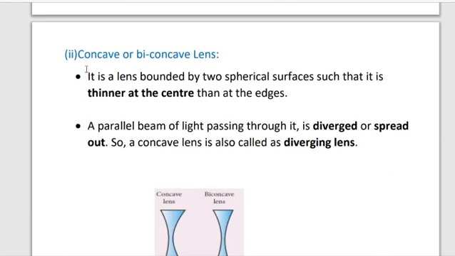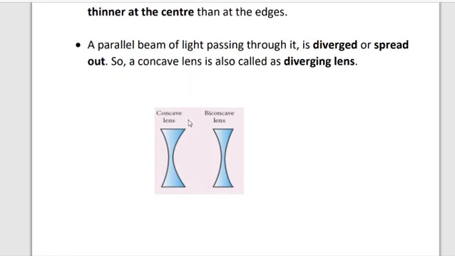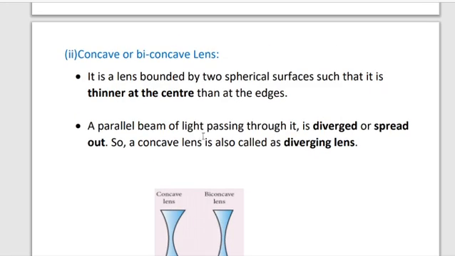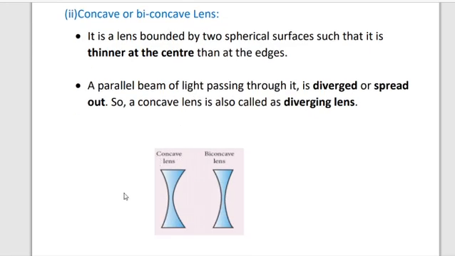Next one, concave or biconcave lens. It is a lens bounded, that means combined, by two spherical surfaces such that it is thinner at the center. See the diagram? Thinner at the center than the edges. A parallel beam of light passing through it is diverged or spread out. Diverged means separate from one point to different directions. It is like a scatter type.